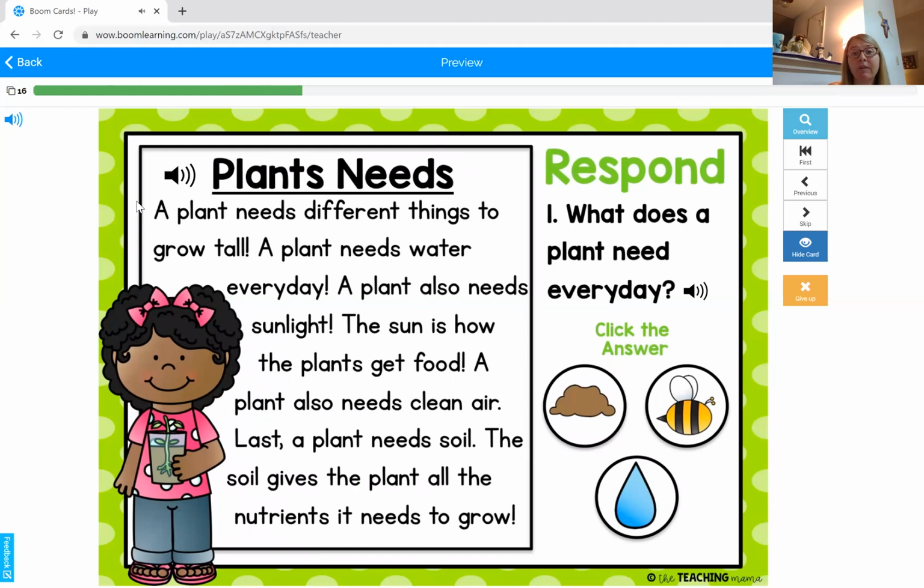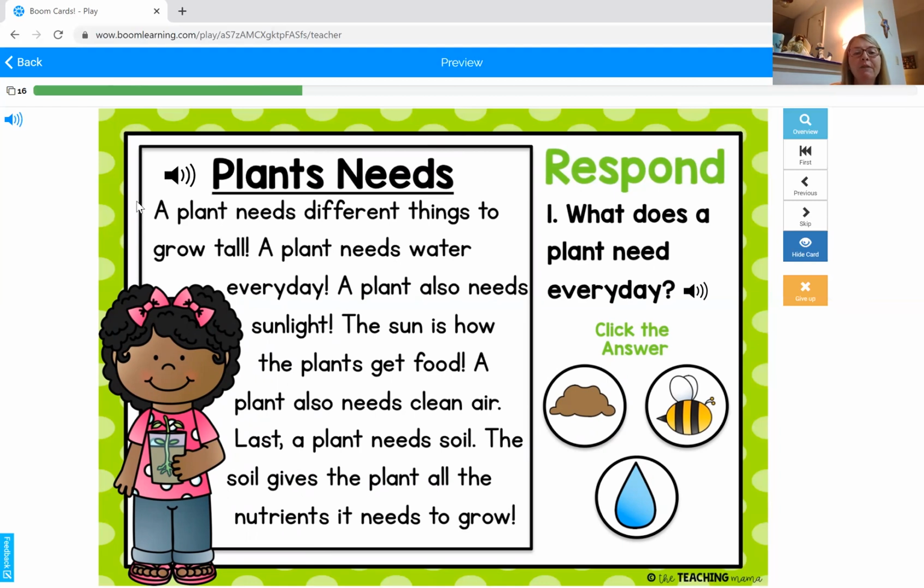All right, now we're going to see what plants need to live. Because think about what we need to live. We need air, we need water, we need food, we need a shelter. Okay, so we're going to see what plants need to live.